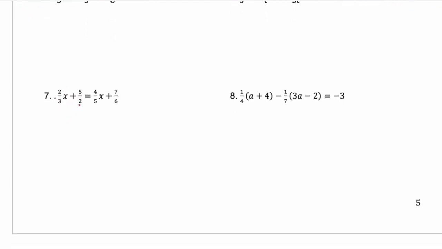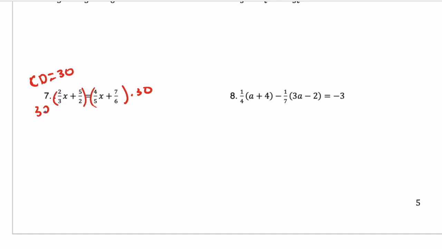Here we have 3, 2, 5, and 6 as the denominators. Let's start with 6 and look at multiples of 6. Multiples of 6 are 6, 12, 18, 24, 30. 30 is the first one that all these numbers go into. So the lowest common denominator is 30. And we're going to multiply everything by 30. Do that slowly and carefully so you don't make a mistake.